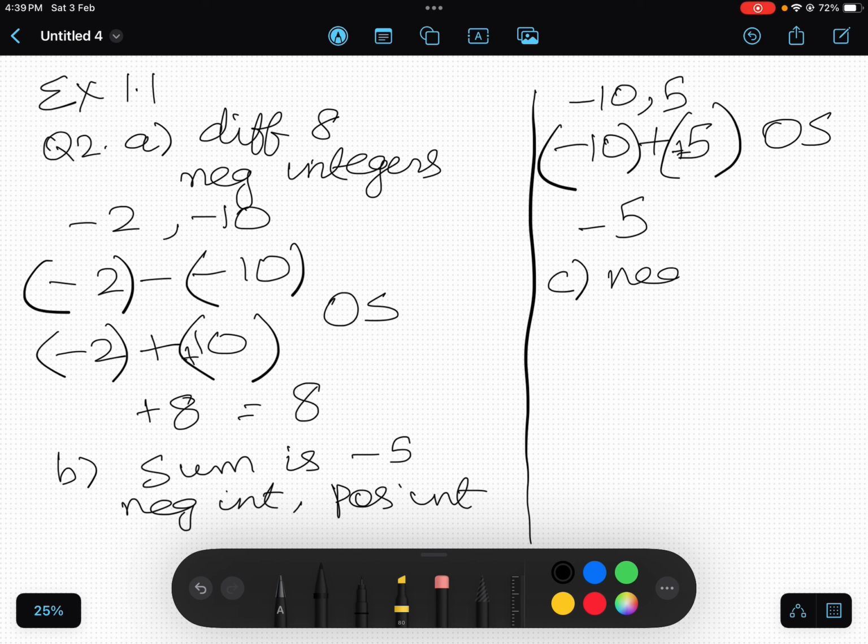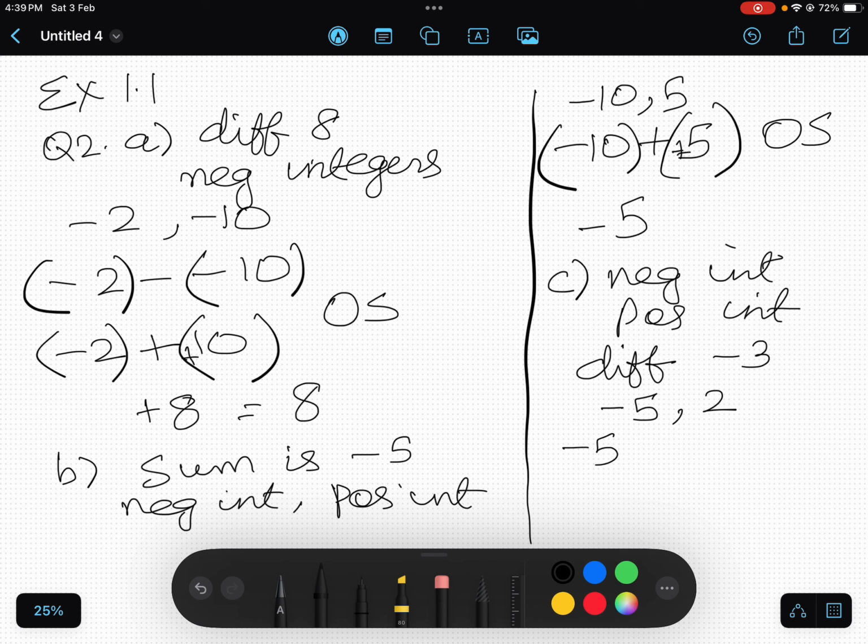So they need a negative integer and a positive integer. And the difference should be minus 3. So what can we take? So what about minus 5 and plus 2? So the difference means minus 5 minus 2. But then we will not get the difference as minus 3. So this pair will not suit.